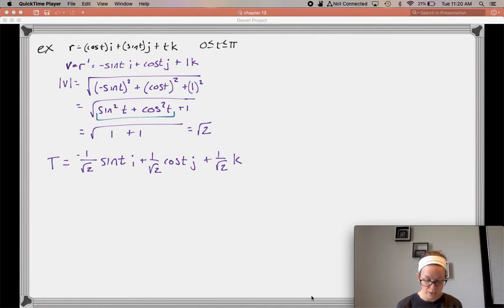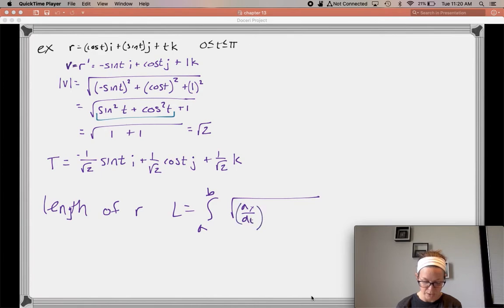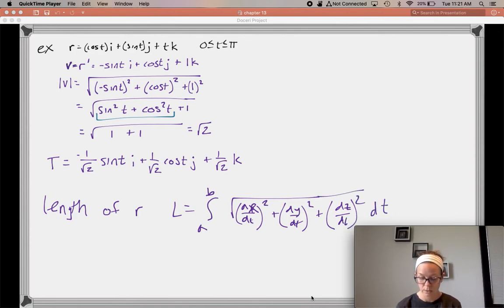Then the other thing we want to do is find the length of the vector r. Okay, so length of r on the interval that was provided, the 0 to pi. Well, the formula for length was that we're going to integrate from a to b the square root of dx dt, or df dt or whatever we want to call that first one, squared. I'll just leave it as x. And then dy dt squared and dz dt squared. And then that's all dt.